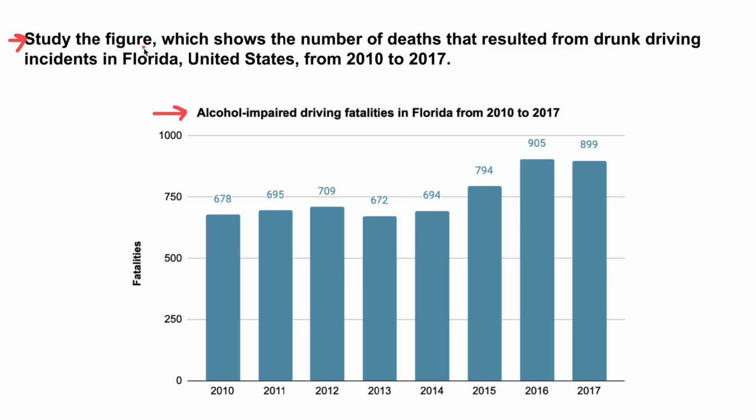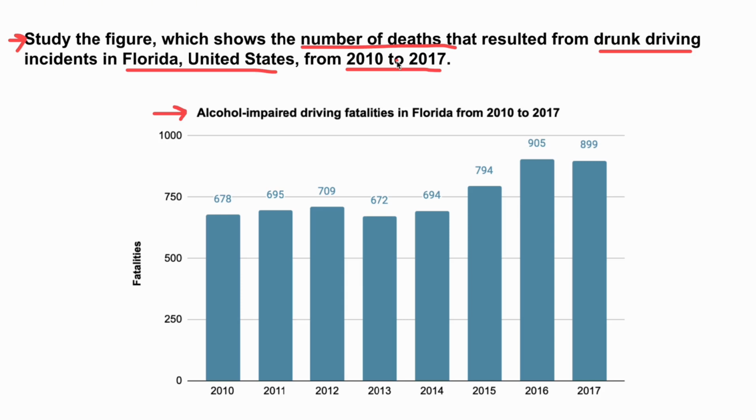The question context typically appears on top of the graph to describe to you what the graph actually means. So in this case, it refers to the number of deaths that resulted from drunk driving in Florida, United States from 2010 to 2017. So it tells you the information that's given in the graph, the location this information is collected from, as well as the time period.